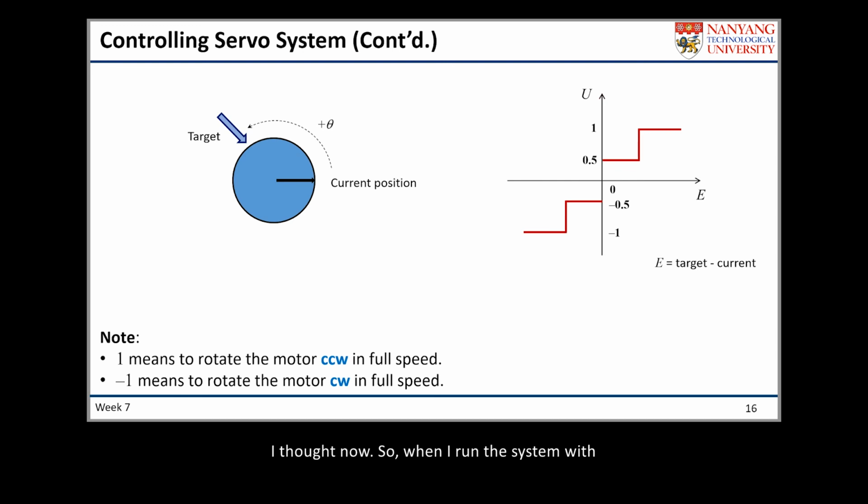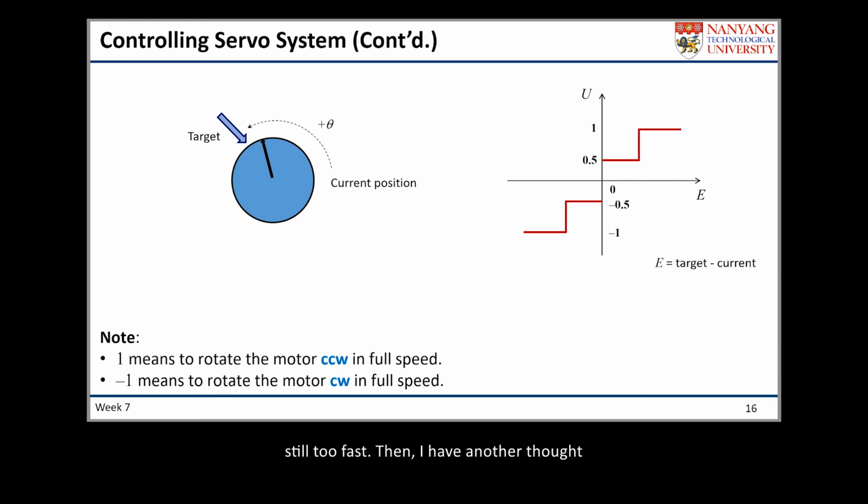So when I run the system with this kind of controller, this is what will happen. It still misses the target. Why? Because apparently half speed is still too fast. When it exceeds the target, now it will rotate in a clockwise direction. It still exceeds the target. So the same thing still happens. It's still oscillating within the target position.